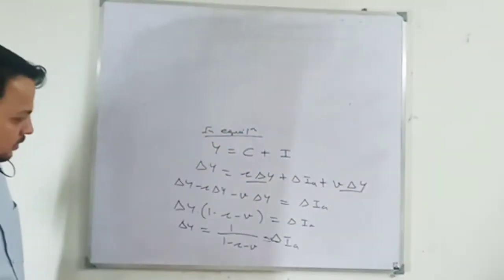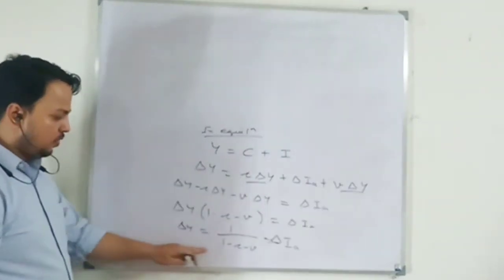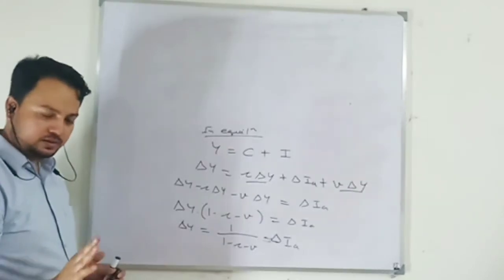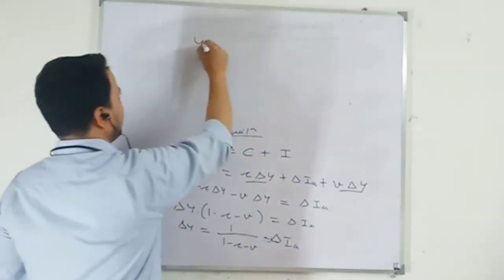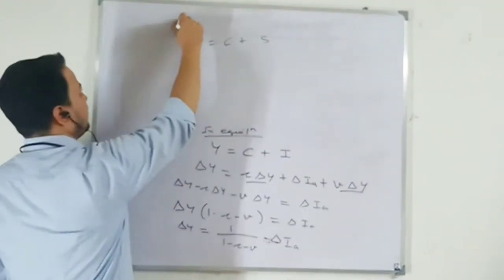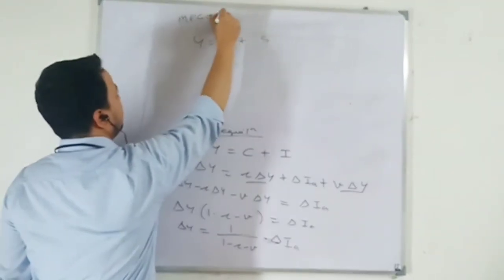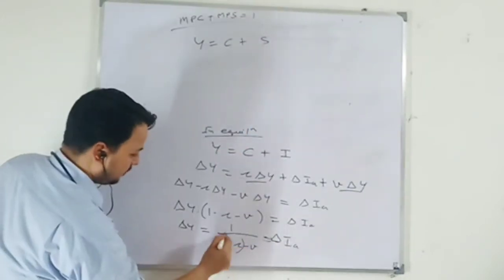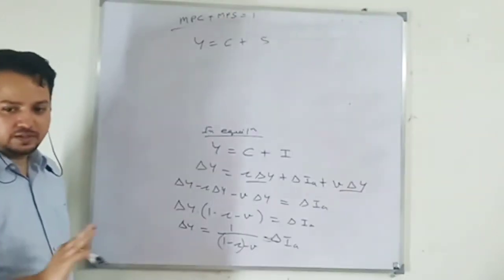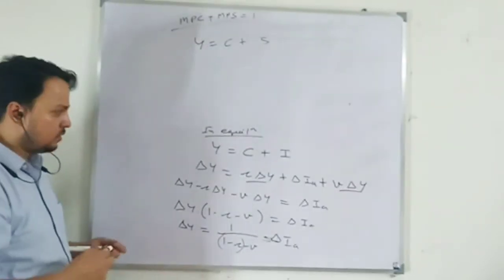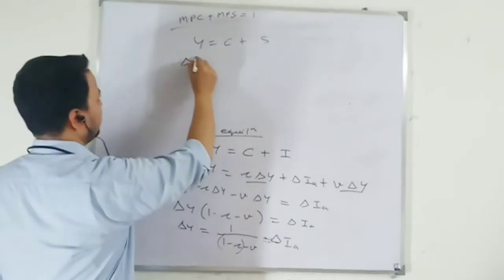Okay, now before I proceed further, let me do one simple thing. Income you either consume or save. I want to look at MPC plus MPS equal to 1. This term is your MPS. That is what I want to show. Just a little bit of revision, not much, just 30 seconds.